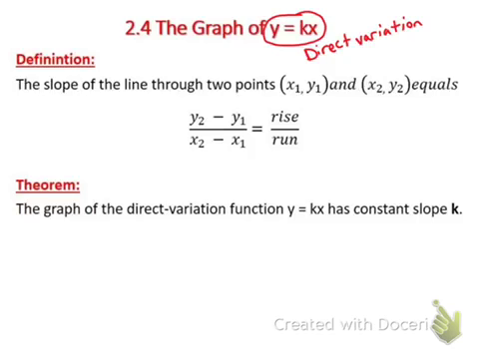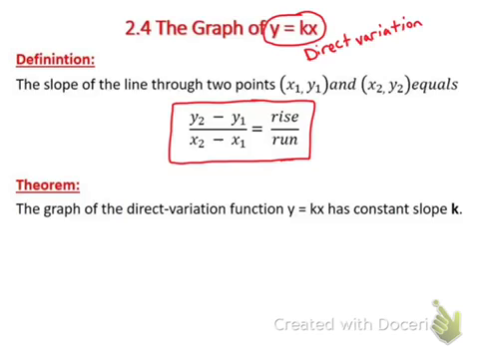So the first definition we come to is slope. The slope of a line through 2 points that have coordinates, let's say x1, y1 and x2, y2, equals y2 minus y1 over x2 minus x1. So this is just your slope formula. And remember, slope is the rise over the run, so the change in the y's over the change in the x's.